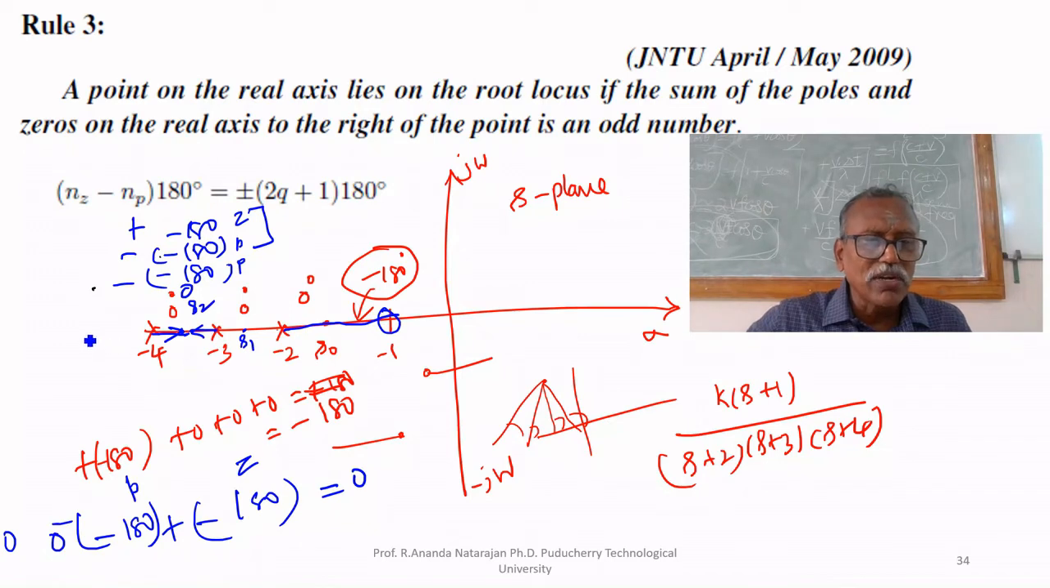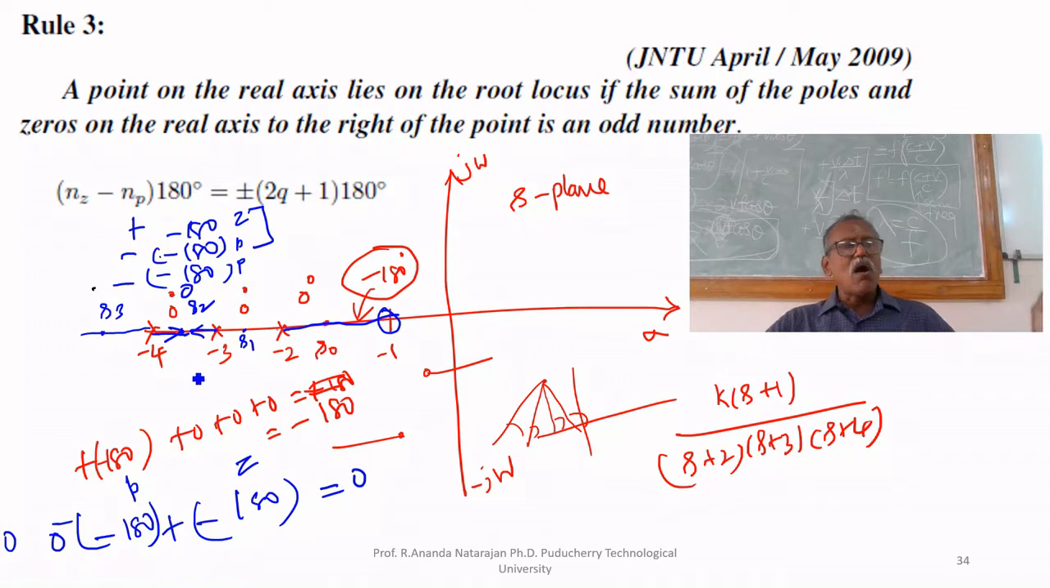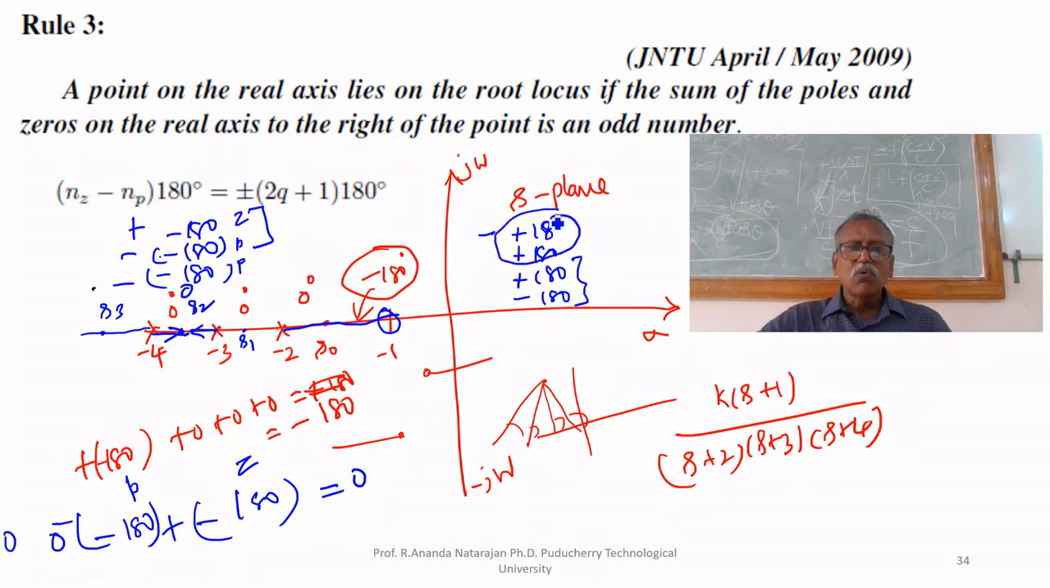Let us select one more test point after minus 4. That is S3. After minus 4, all poles and zeros are on the right hand side. What is the angle from minus 4? Minus 180 degree. What is the angle from minus 3? Minus 180 degree. What is the angle from minus 2? Minus 180 degree. What is the angle from minus 1? Minus 180 degree. The first 3 are in the denominator. That's why minus. It becomes plus, plus, plus. This is minus. These two get cancelled. What is the remaining? 180 plus 180.